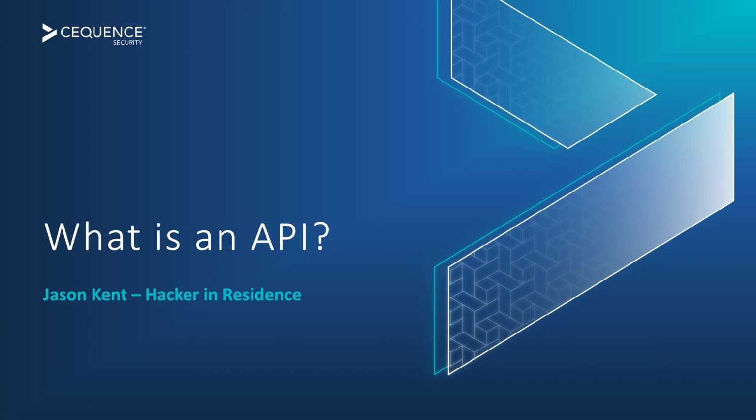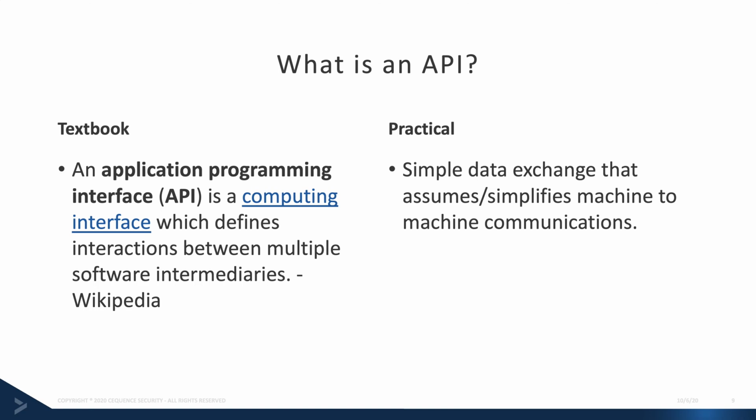So what is an API? Well, there's a textbook definition of this, right? It's an application programming interface, and it allows interactions between software intermediaries. But realistically, it's a simple data exchange. It's a lot easier to write a web application if you don't have to keep rewriting the framework of how the data is going to be displayed, but rather just write the framework of how to get the data. Then you just move the data back and forth and put it in the fields that you need to.